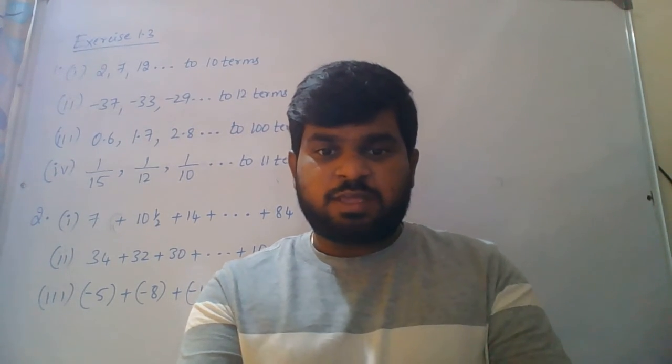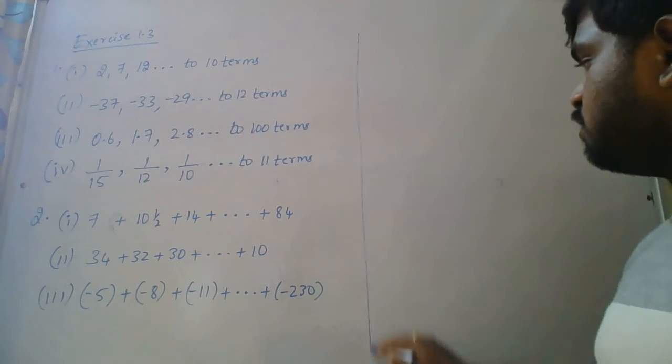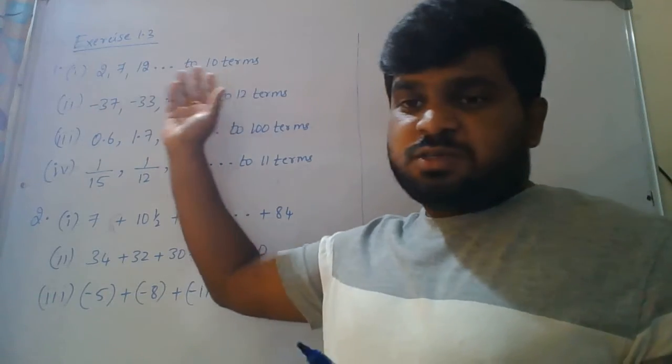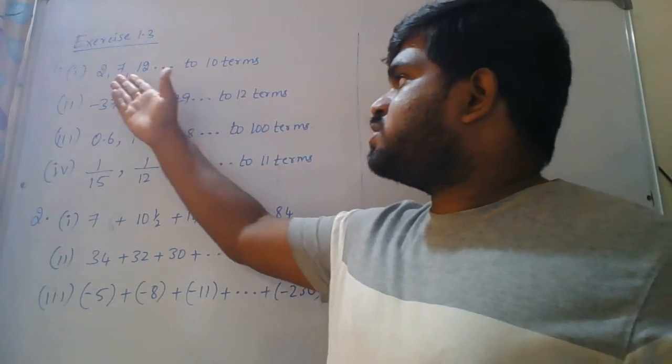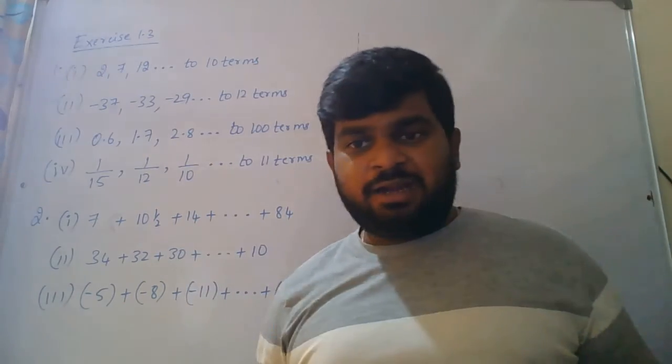Okay, students, let's start with the exercise. In the first one, we have to find the sum of the following APs. These numbers are in AP. We have to find the sum. The first question: 2, 7, 12 up to 10 terms. So totally we have to add 10 terms.